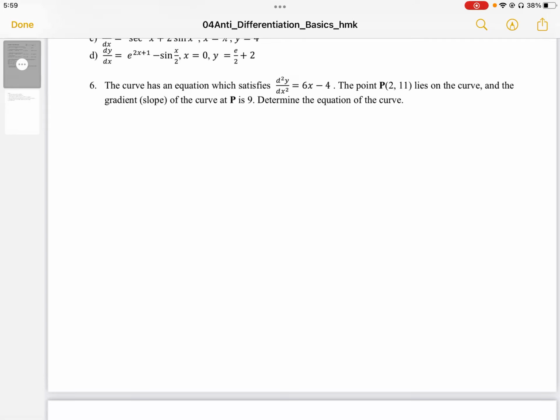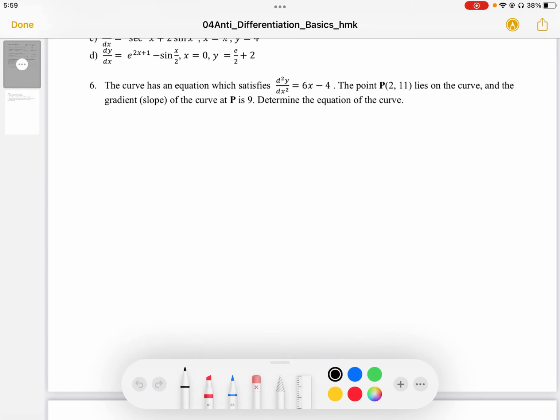Question number 6. The curve has an equation which satisfies the second derivative 6x minus 4. The point P at (2, 11) lies on the curve, and the gradient or the slope of the curve at P is 9. So a couple things here. We need to solve for y, and we've been given a coordinate on y from this point here.